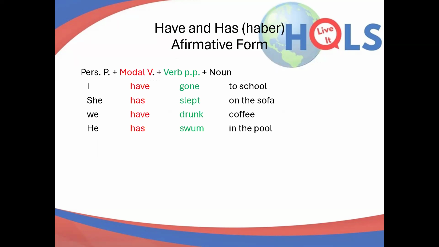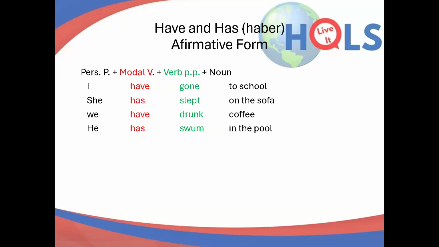Now, we have here some examples for affirmative sentences, and we use the personal pronoun, the modal verb, the verb in past participle. This is very important, past participle, and the noun. I have gone to school. She has slept on the sofa. We have drunk coffee, and he has swum in the pool. So we need to use have, has, or had if it's in past. No to in between have, has, or had, and the verb always, always in past participle.